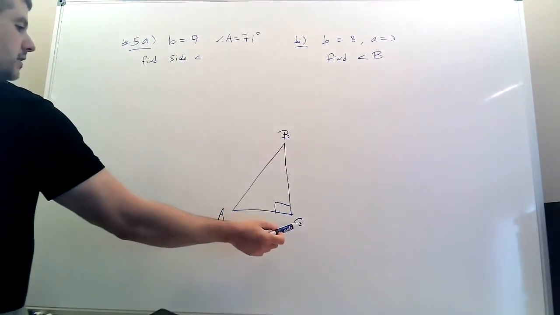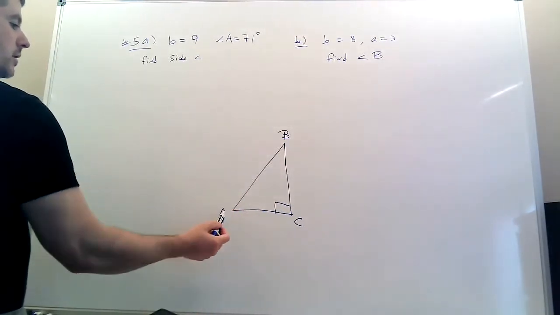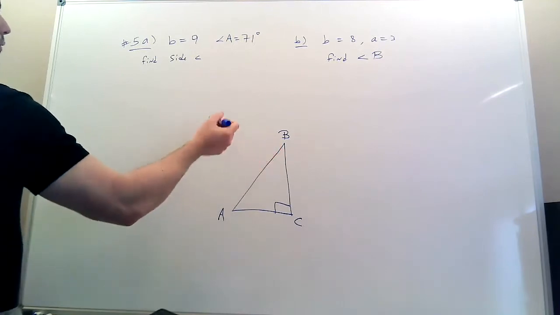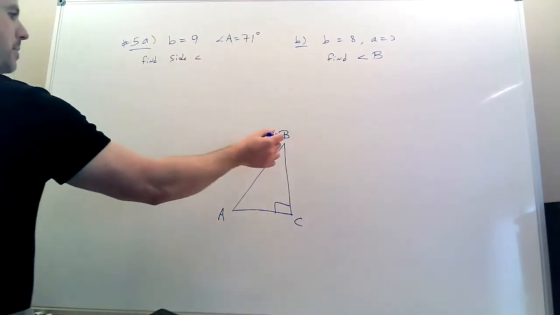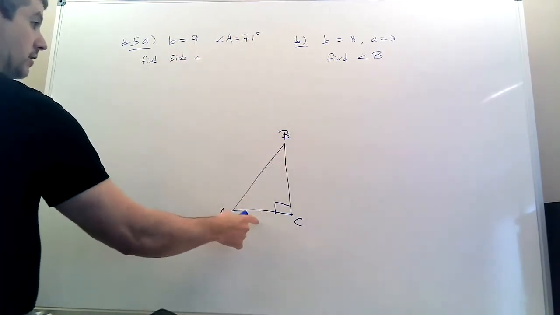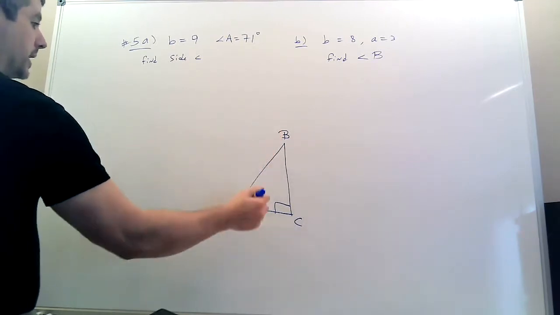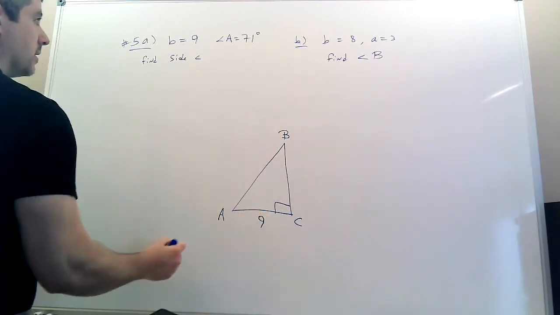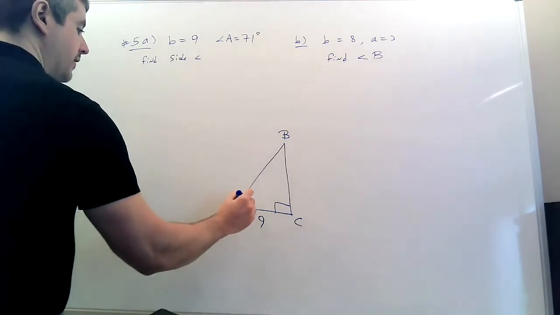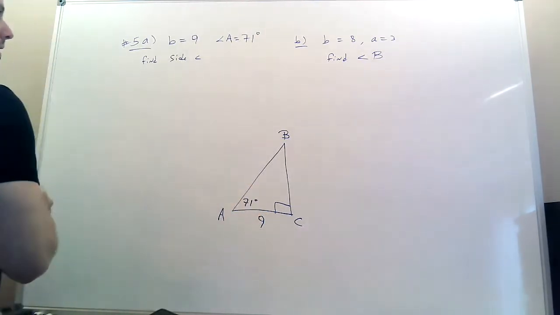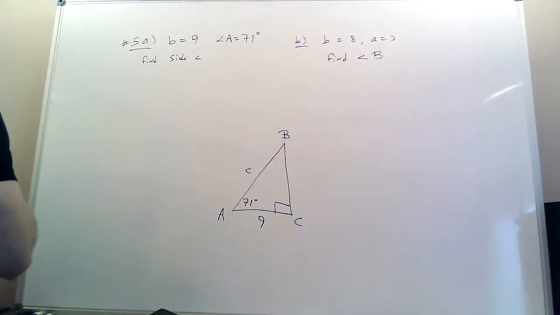So, again, angle C is always the right angle. I like to put A on the bottom and B on the top, whatever. So here I told you the side B, which is down here, right? Side B is across from angle B. I told you side B is 9. I told you angle A is 71. And I'm looking for side C.